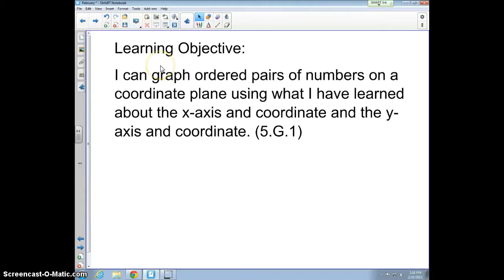Today our learning objective: I can graph ordered pairs of numbers on a coordinate plane using what I have learned about the x-axis and coordinate and the y-axis and coordinate. 5th grade standard, geometry 1.